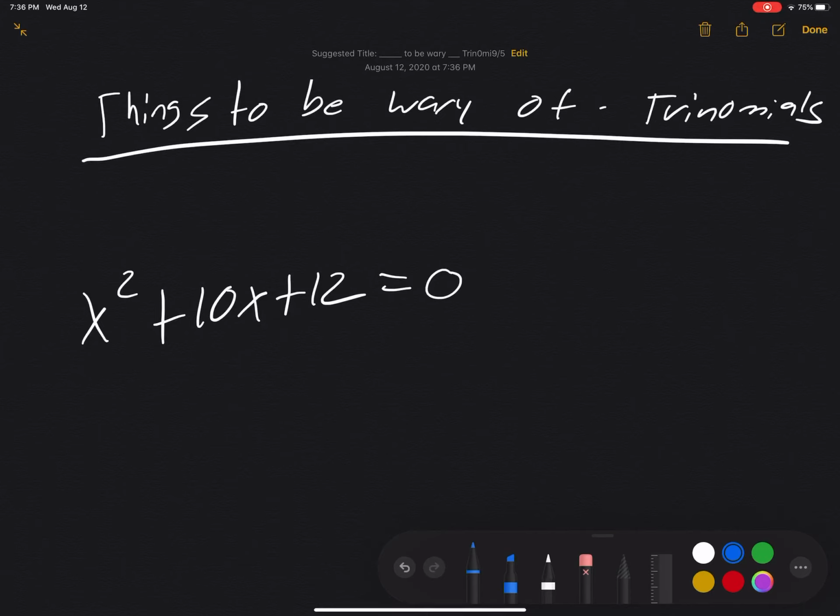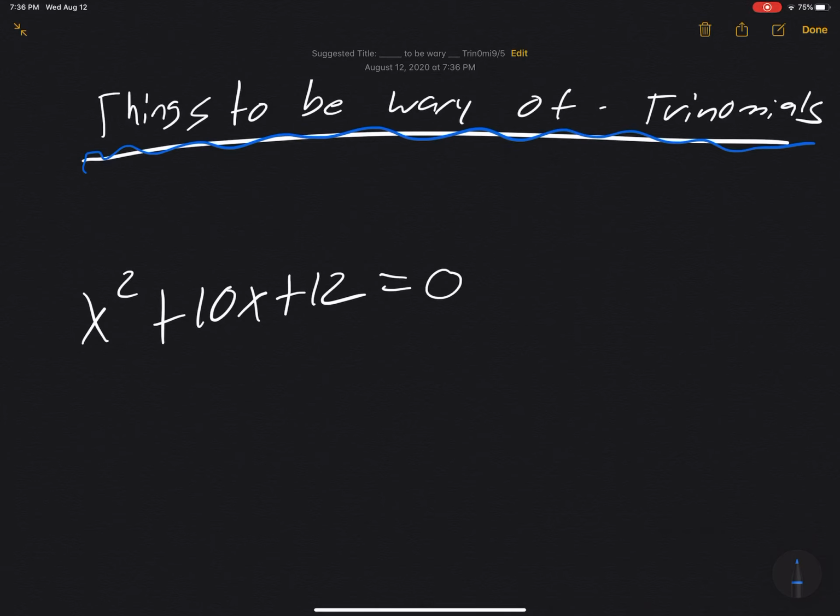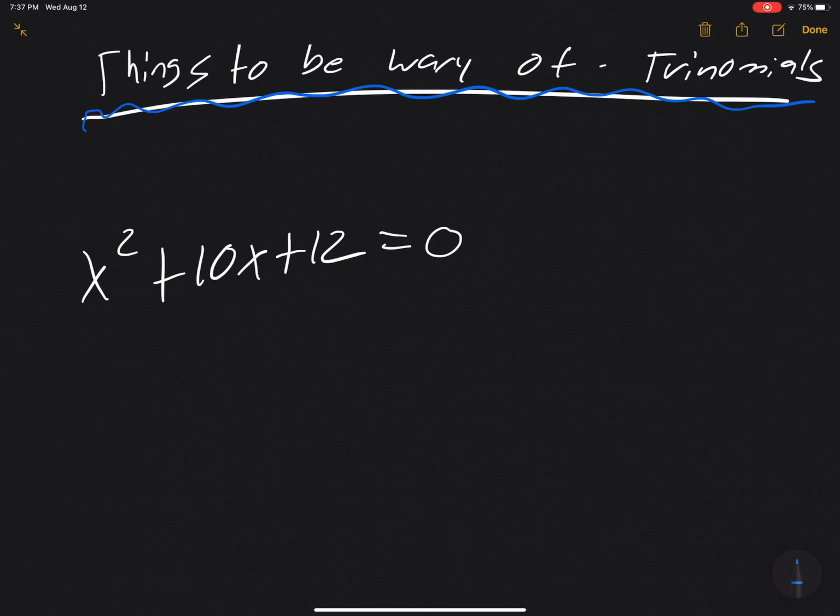In this video, we are going to be talking about a couple things to be wary of when you're factoring trinomials. The first thing being, we might not even be able to get solutions. For example, let's see what happens with this one that we have.